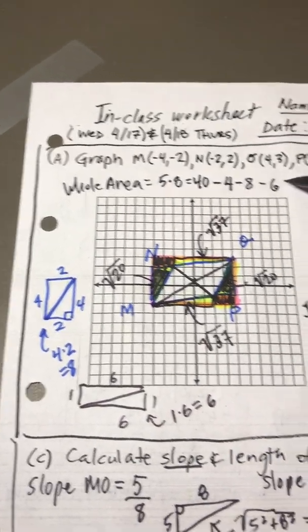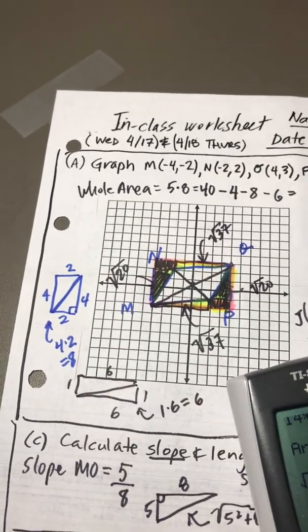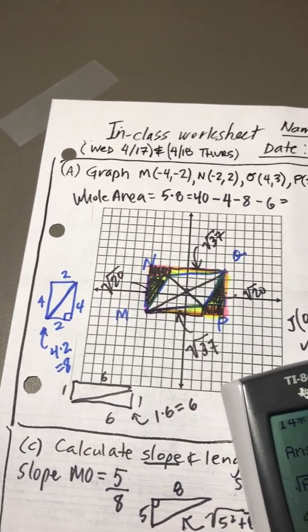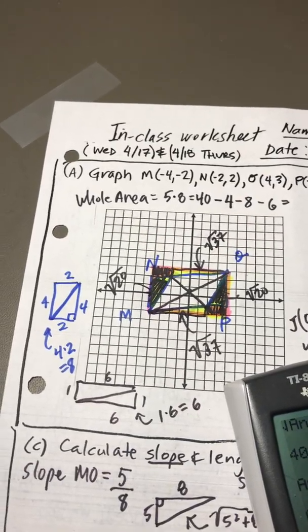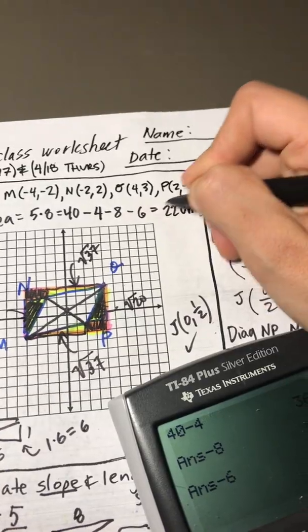Now here we go. We're just about ready to finish it out. So the area of our parallelogram would be 40, take away 4, take away 8, take away 6. And that gives me the area of 22 units squared.